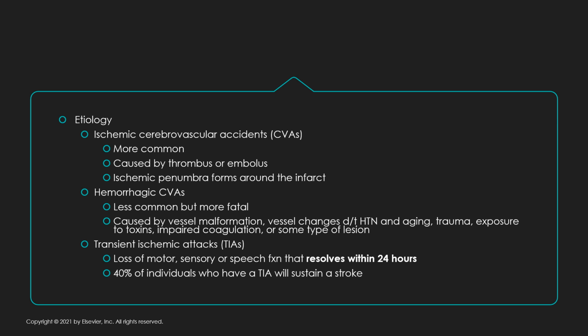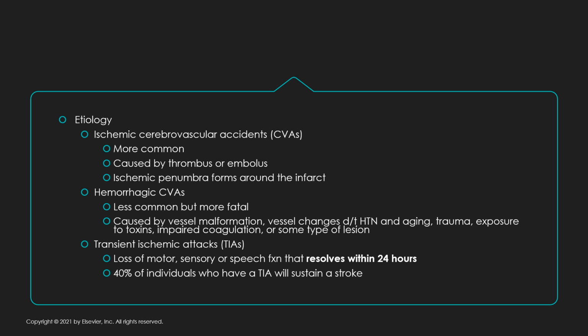So etiology of strokes, we've got two different types that we're looking at primarily, and then transient ischemic attacks are their own separate thing. So if we're looking at ischemic CVAs, these are more common. They are caused by a thrombus or an embolus where blood flow is obscured to an area of the brain. It forms an ischemic penumbra around the infarct. So not only do we have tissue death where the area of infarct is, but then that extends out from the area of infarct.